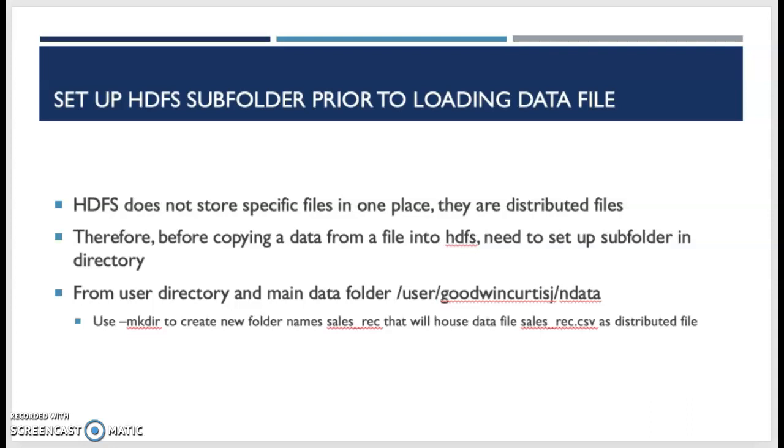So from the user directory, which is my last name, and the main data folder called ndata, we're going to make a new directory and create a new subfolder called sales_rec that will house the data sales_rec CSV file as a distributed file.